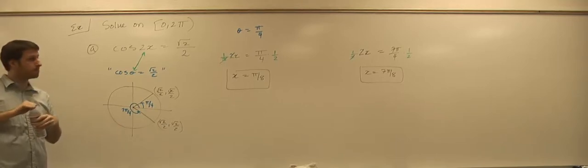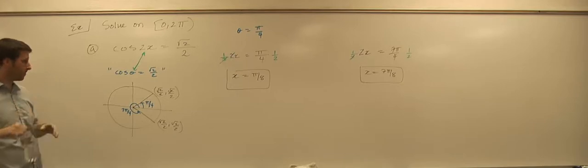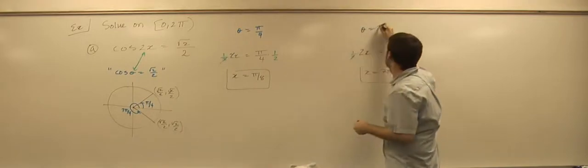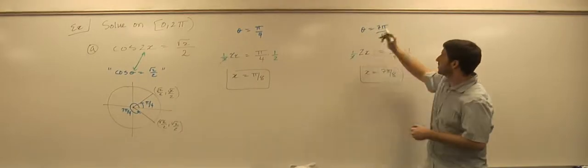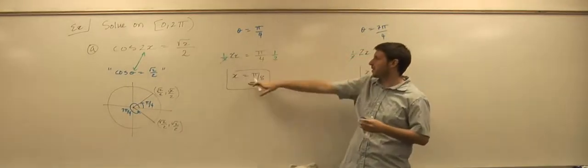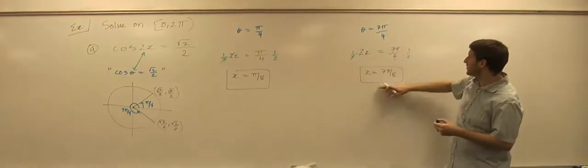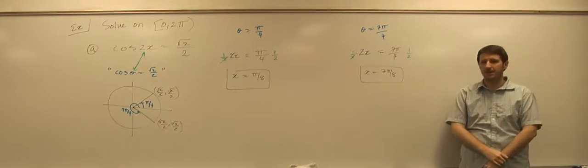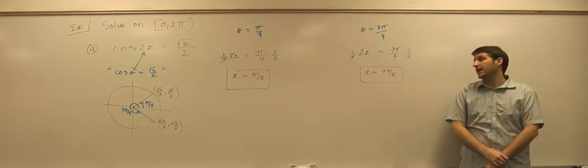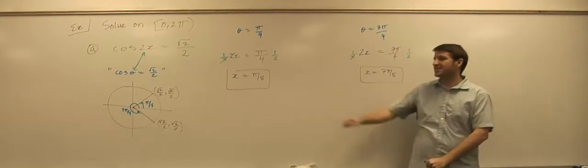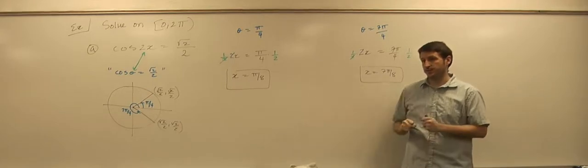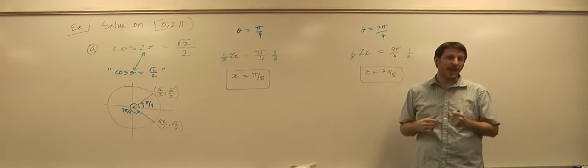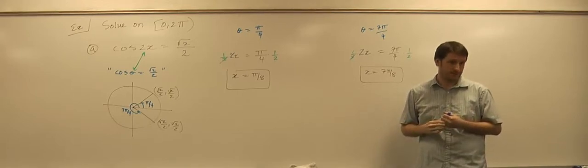So when theta is pi over 4, then 2x has to equal pi over 4. Here's your answer. If theta is 7 pi over 4, 2x has to equal 7 pi over 4. Here's your answer. But you could put plus 2 pi. Yeah, so the problem with this is it's not getting all the solutions on 0 to 2 pi. It's only getting half the solutions on 0 to 2 pi.